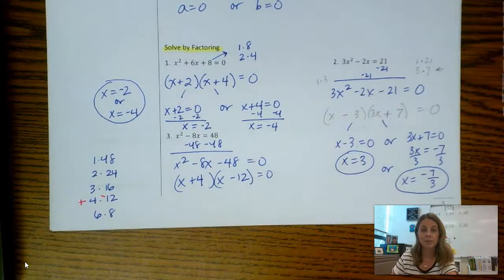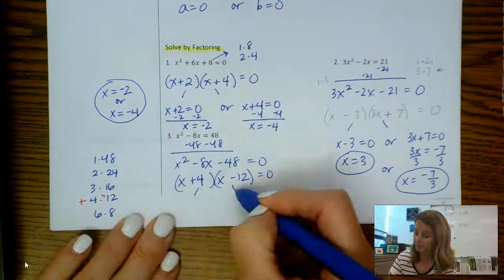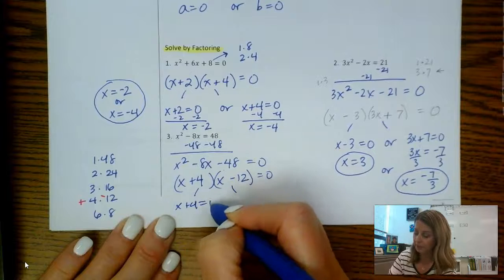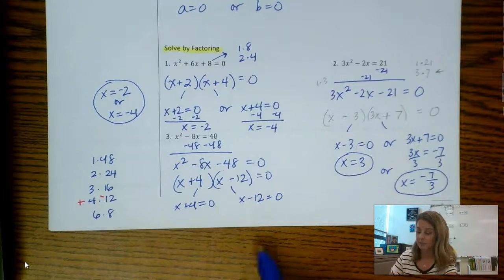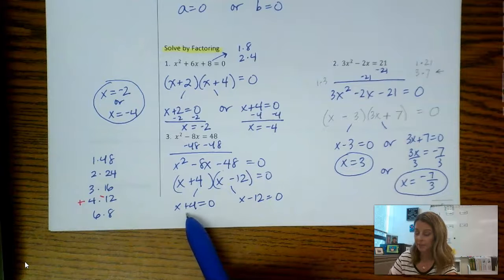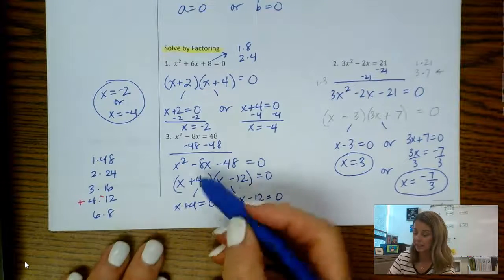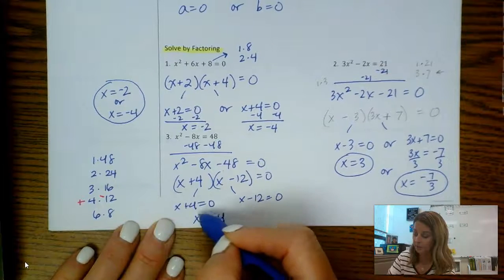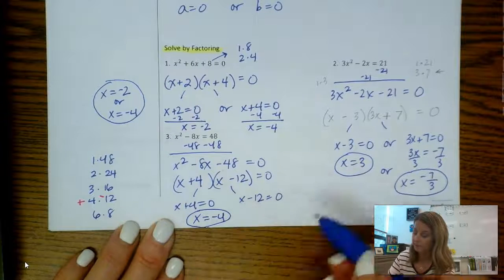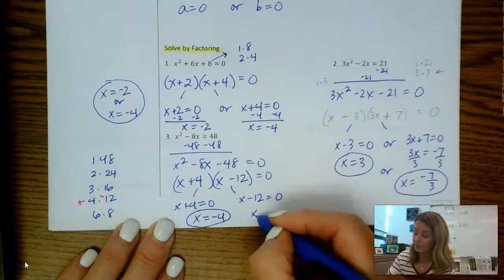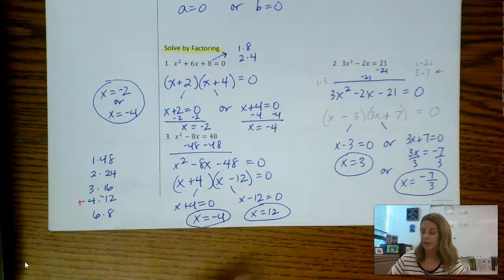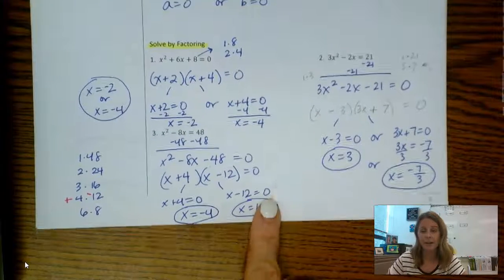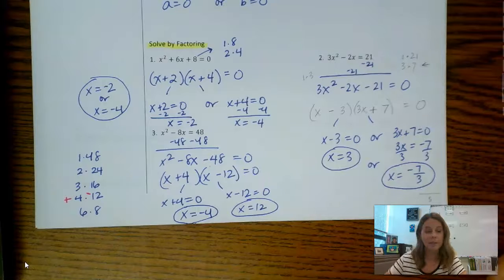And then now I'm ready to do that zero product property. X plus 4 equals 0. X minus 12 equals 0. And then from here I solve. If I take away 4 from both sides, I get negative 4. If I add 12, I get positive 12. Okay, that is solving by factoring. So I'm going to stop this video here and we'll pick up the other methods on the next video.